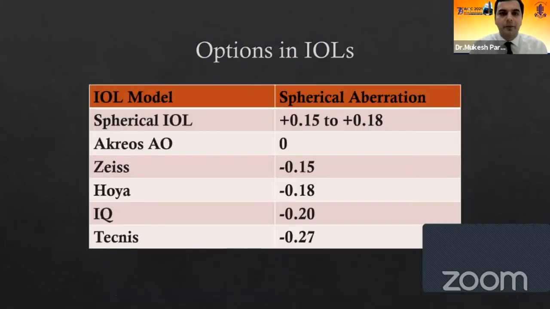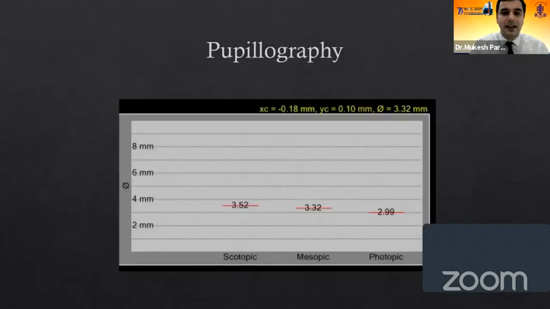aberration-neutral IOL. These are some examples of IOLs. I have no financial interest in any of them, but usually these are available to us, and we can choose among these IOLs based on whether the patient is post myopic LASIK or post hyperopic LASIK.